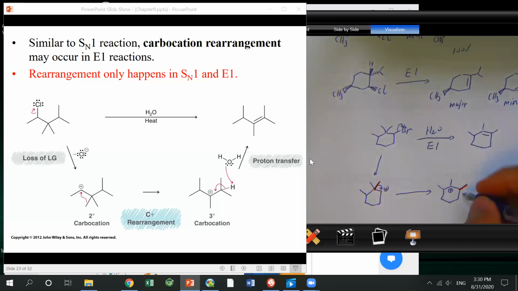Some weak base, water, comes and picks up this hydrogen, and then the electrons shift between these two carbons. You can work that out. So for rearrangements, just be a little bit careful. The good thing is there is no rearrangement for SN2 and E2 reactions, because those two won't involve any carbocation intermediate.